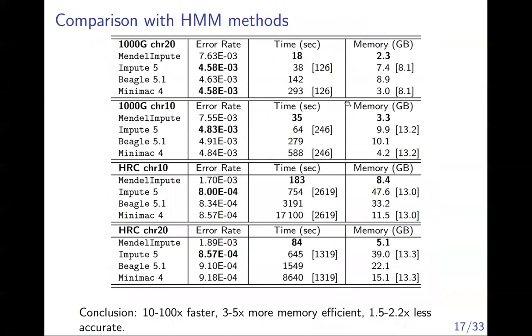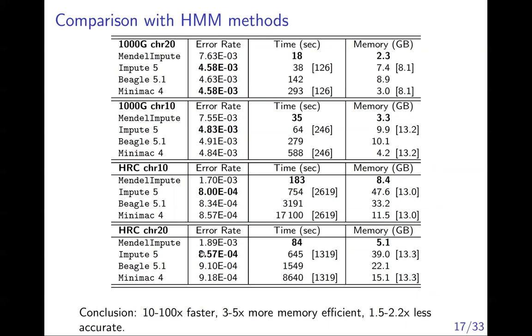So let's look at our result. Okay, I compared our software, MendelImpute, to the 3 latest HMM software. Here's the 1000 Genomes panel, and here is using the HRC panel. Okay, the summary is that we are a lot faster. We are usually 10 or even 100 times faster than these methods, and we require much less RAM, much less computer memory to do these computations, because we are working with small genomic windows. But we do pay a price, which is that our imputation accuracy is slightly worse than these other methods. We are 1.5 to 2 times worse than they are.